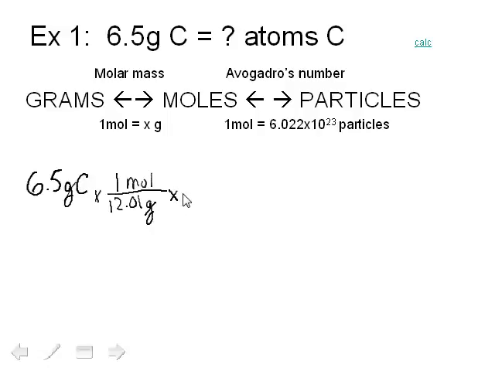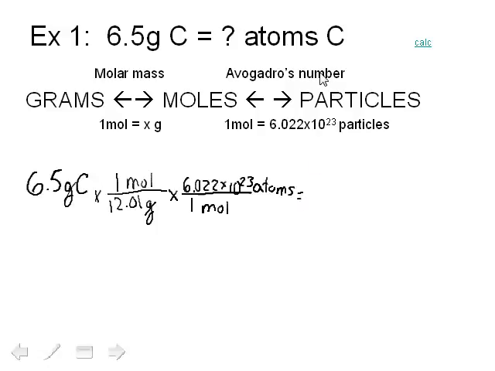Okay, on to our next step. To go from moles to particles, we're going to use 1 mole is 6.022 times 10 to the 23rd particles. Well, our unit here that isn't crossed out is the mole, so down here we have to have the mole to cancel out. So 1 mole is going to be 6.022 times 10 to the 23rd. Now I'm going to go ahead and write atoms, because that's the kind of particle that we're talking about.